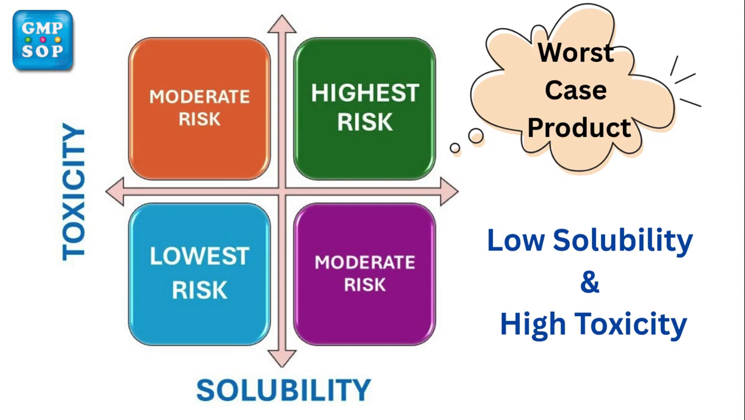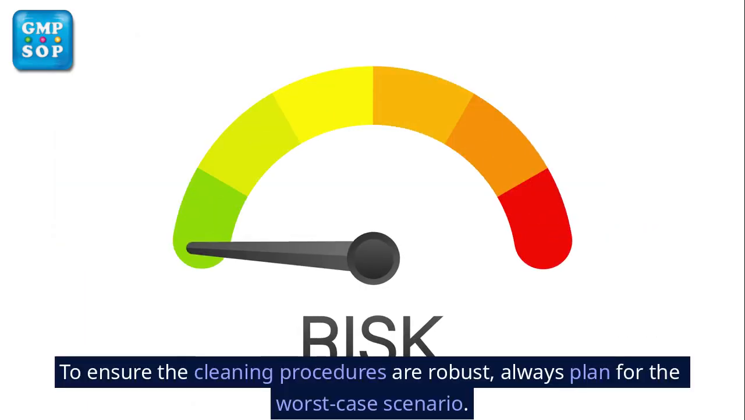Step 2. Worst-case product selection, solubility and toxicity. Perform a risk assessment to identify an indicator drug product. The indicator concept enables products to be grouped based on similar formulations, active ingredients, and shared production equipment. Identify the worst-case product based on your assessment of solubility rating and toxicity. To ensure the cleaning procedures are robust, always plan for the worst-case scenario.